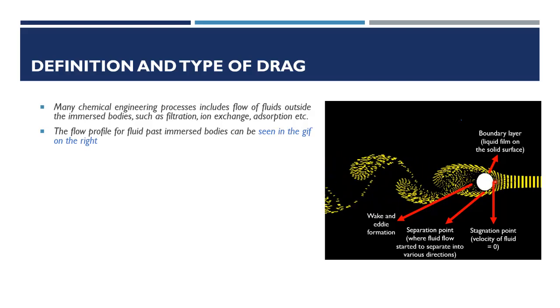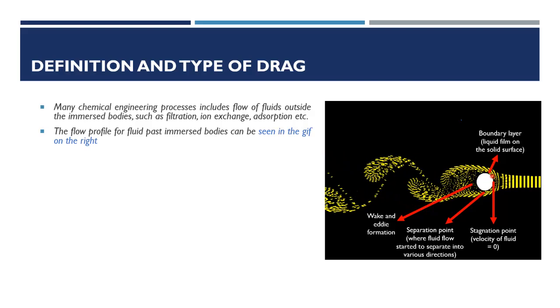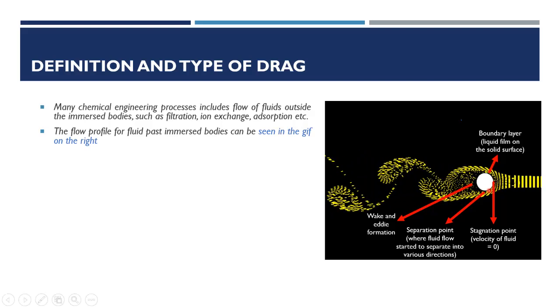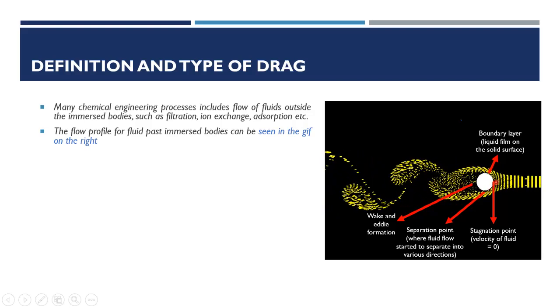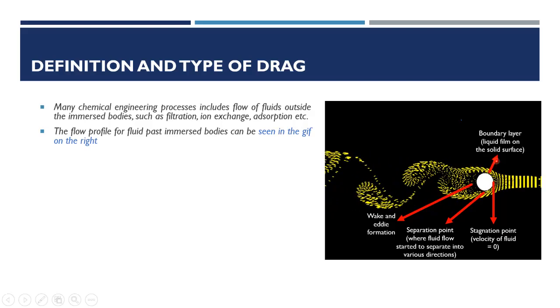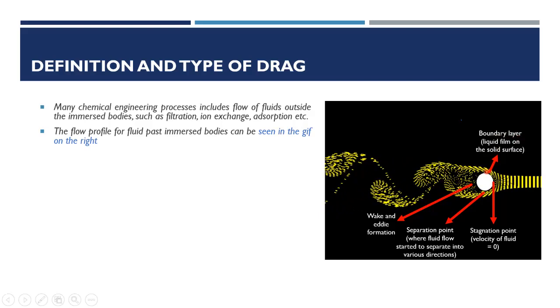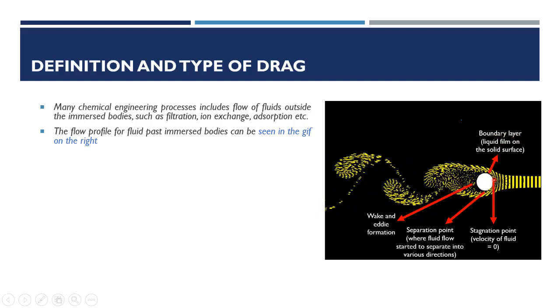However, the fluid does not stop here, right? It will go to the side, following the shape of the surface of the immersed bodies. Then it will start to form a boundary layer, where a liquid film on the solid surface is formed. So this is the stagnation point.